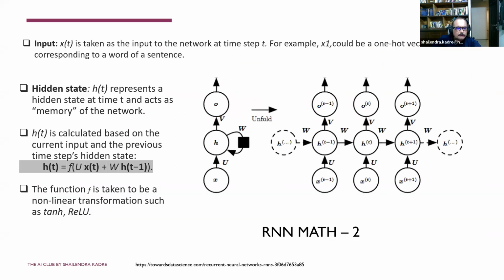So h_t is f of U x_t plus W h_(t-1). Now you take this particular unfolded diagram. Don't get carried away or worry by the notations.